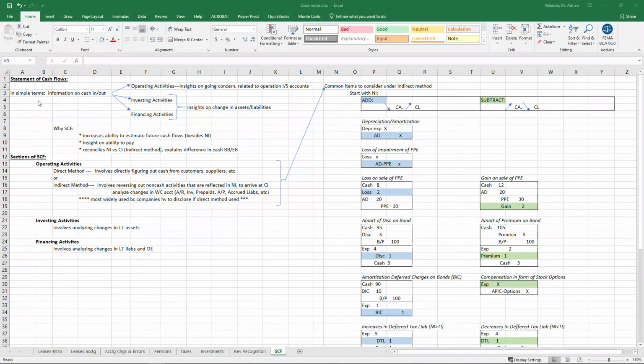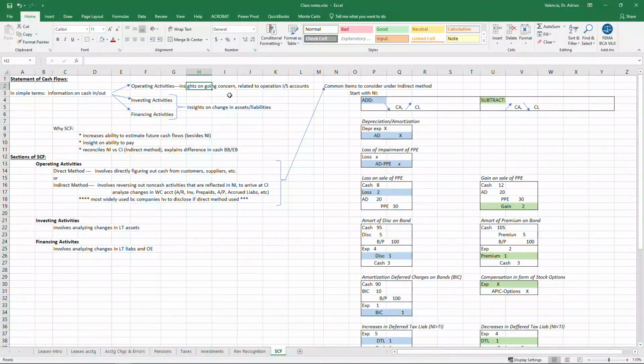In very simple terms, the statement of cash flows is just providing us with information on cash in and cash out. Okay, so keep that in mind. And we're separating this into three main activities. The operating activities, which will give us insights on the ability of the firm to continue as a going concern. And these are the transactions related to the operations of the business. So usually this is going to be related to income statement accounts of operational activities.